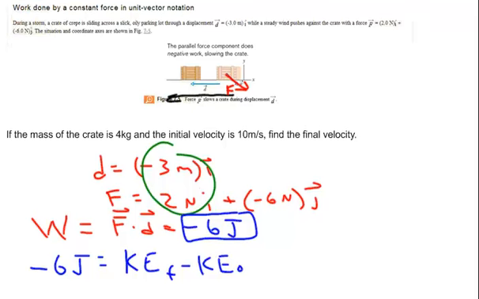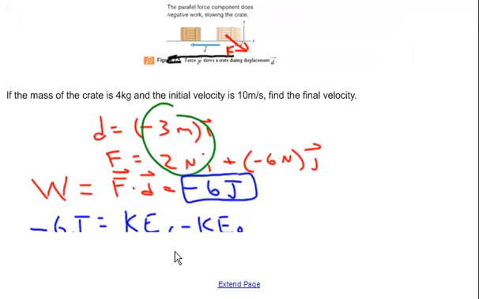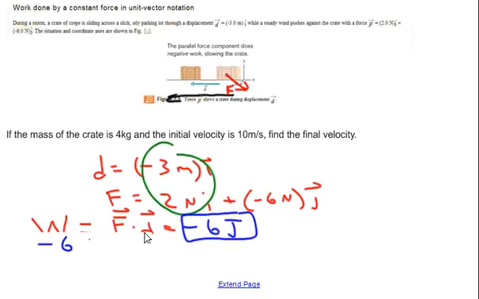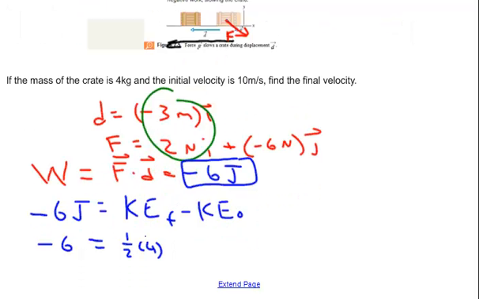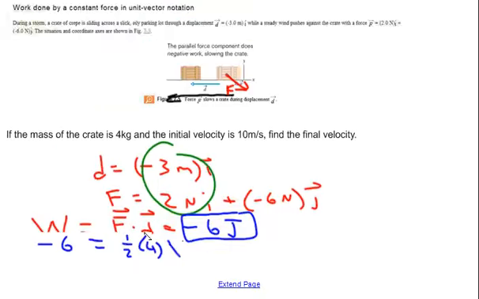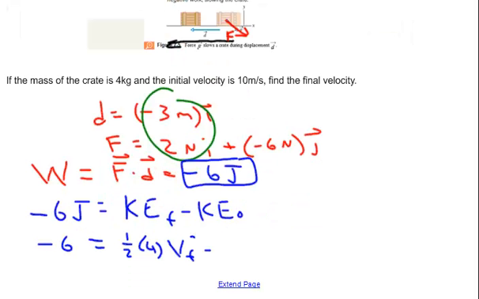So we know that that work, -6 J, equals kinetic energy final minus kinetic energy initial. Well, kinetic energy, we know, is just 1/2 mv squared. So we get -6 equals 1/2 times our mass, which is 4, times our final velocity, which we don't know, squared, minus 1/2 times mass times my initial velocity, 10 squared. And then I can solve this to find the final velocity. So this is another way in which we can find velocities other than the methods that we learned in the first part of the year.